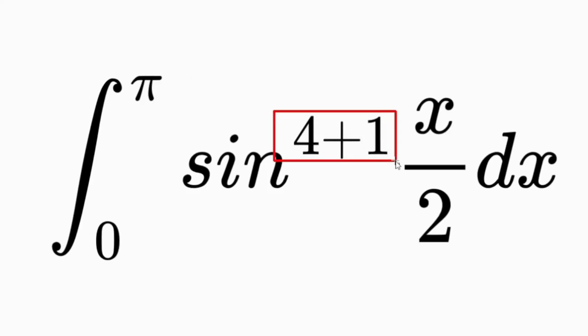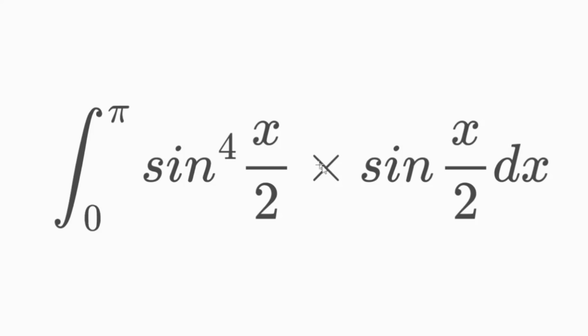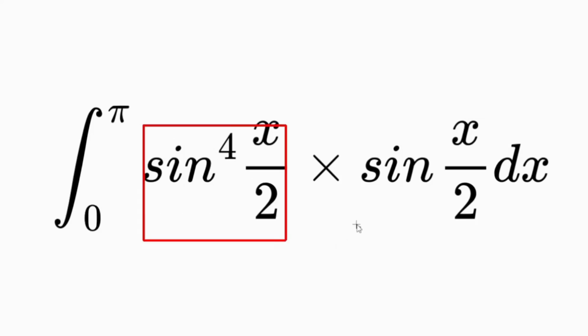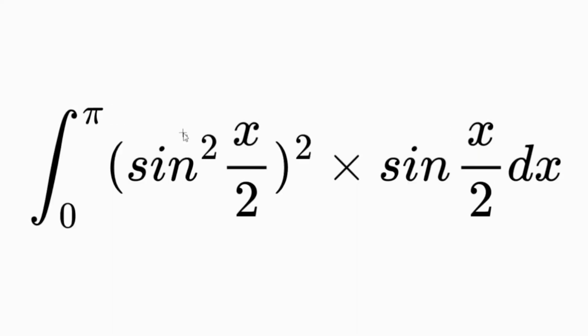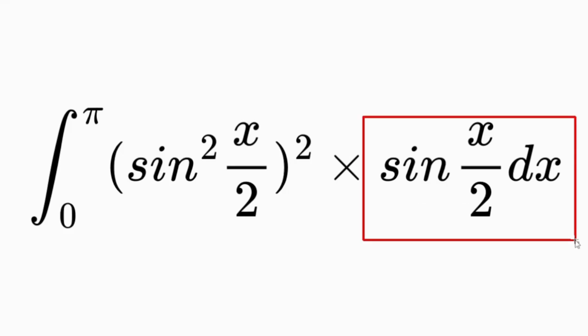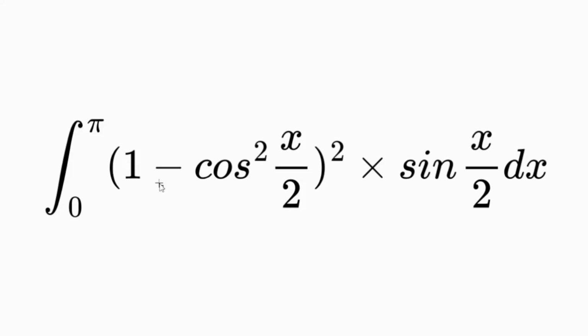Now as we know, if powers are adding together, we can split the bases into a multiplication like this. As you can see, sin^4 of x by 2 into sin of x by 2. As we know, sin^4 can be written as sin square x by 2, whole square, and the other stuff will remain the same. As you know, sin square theta is equal to 1 minus cos square theta, so we can write sin square x by 2 as 1 minus cos square x by 2, whole square.